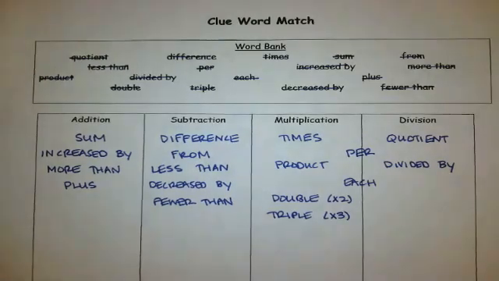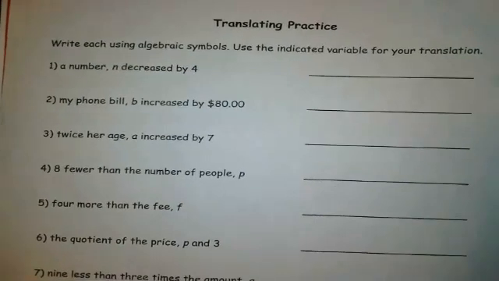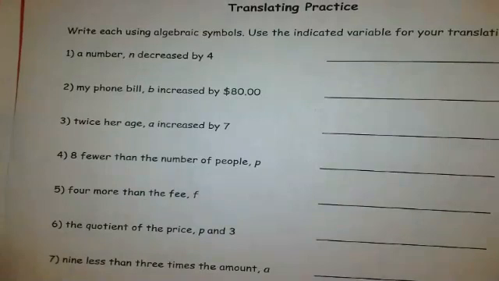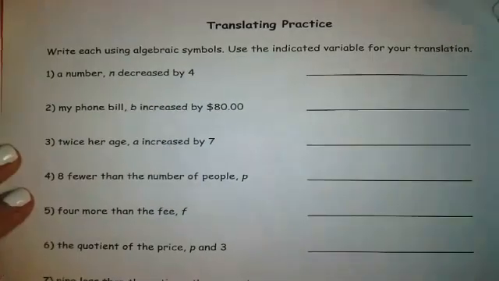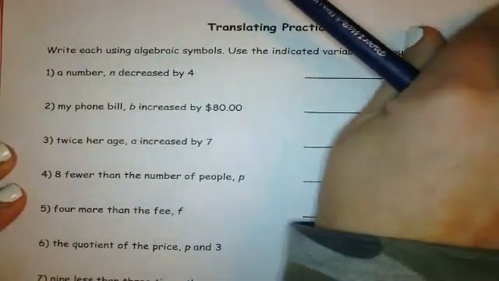Once you pause this, make sure this page is good. And then if it is good, we're going to flip to page 4 and put some of this in action. So go ahead and do that. All right, so here's page 4. It says translating practice. So now what we're going to do is translate.